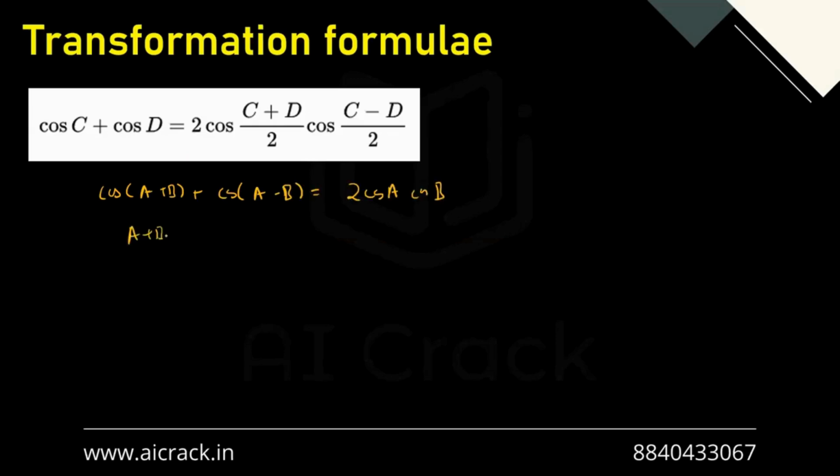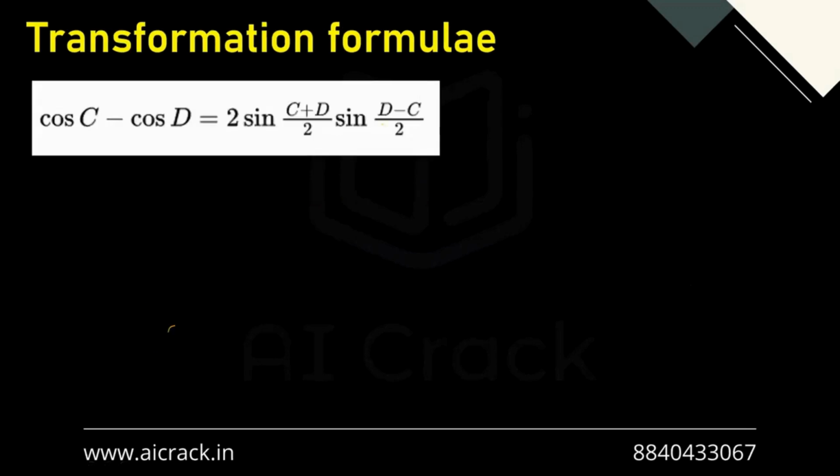A plus B equals C, A minus B equals D, and then using the summation and difference, we'll be getting A equals C plus D by 2 and B equals C minus D by 2. Same thing, right? We just have to replace, and we'll be getting this particular formula, 2 cos of C plus D by 2 and cos of C minus D by 2. I'll be skipping this one because it's the same process.